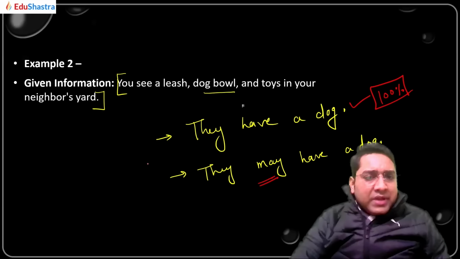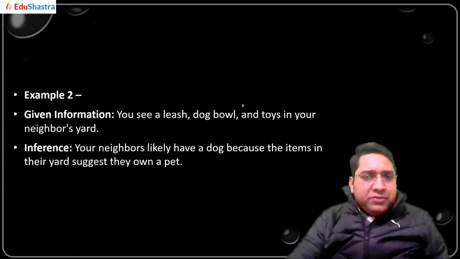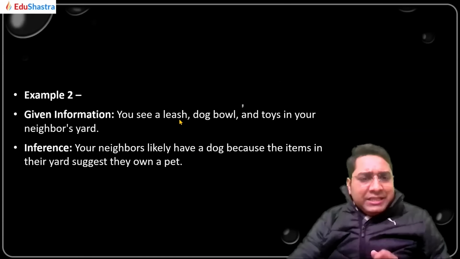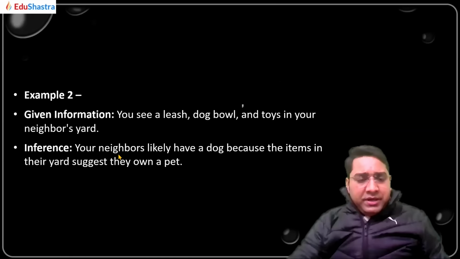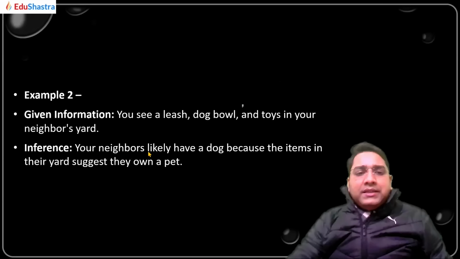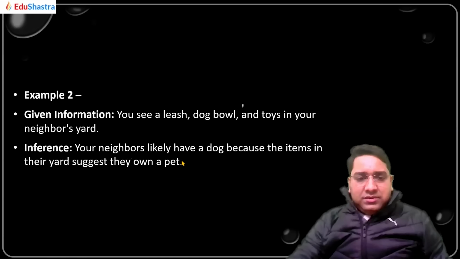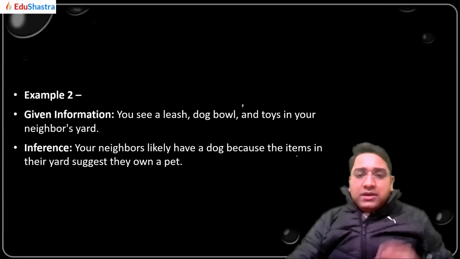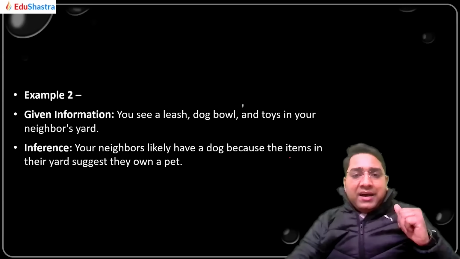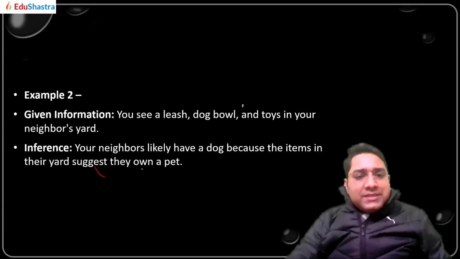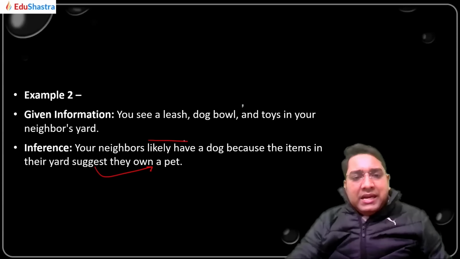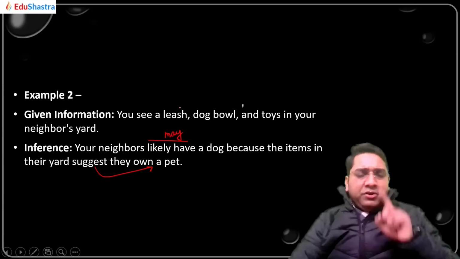Is this interesting? Think, yes or no. I'm giving you one more situation. If you see a leash, a dog bowl, and toys in your neighbor's yard, the thought can be an inference if you feel they likely have a dog. Because now, what information do you already have? The items which they have, leash, dog bowl, and toys, suggest that they own a pet. So likely have means may or might. Clear? Giving you one more situation.